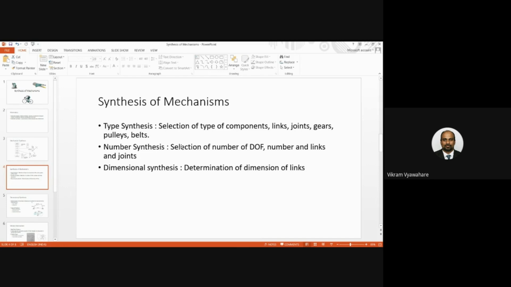Next is called number synthesis. What are the degrees of freedom? Which would be the input link? What is the number of links? What are the joints? All this comes under number synthesis. And then the last one is dimensional synthesis, which is the determination of the dimensions of links. This module mainly focuses on dimensional synthesis.